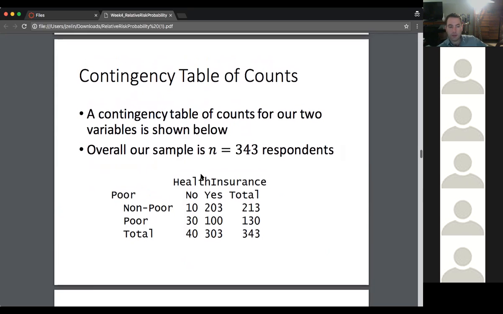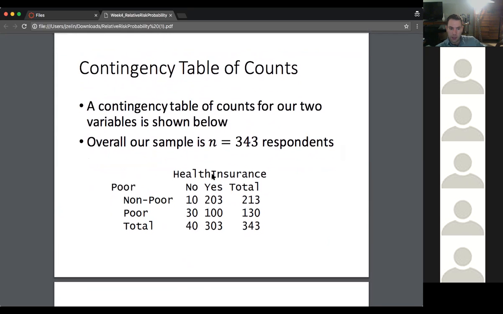Up top, we have those who have health insurance, and we see here that 303 people have health insurance, and 40 people do not have health insurance. So that adds up to our grand total of 343 people. And then on the left side, they're categorized as being either poor or not poor. And we see here that there's 130 poor people of the 343, and there are 213 non-poor people. So this is how our 2x2 contingency table will look.